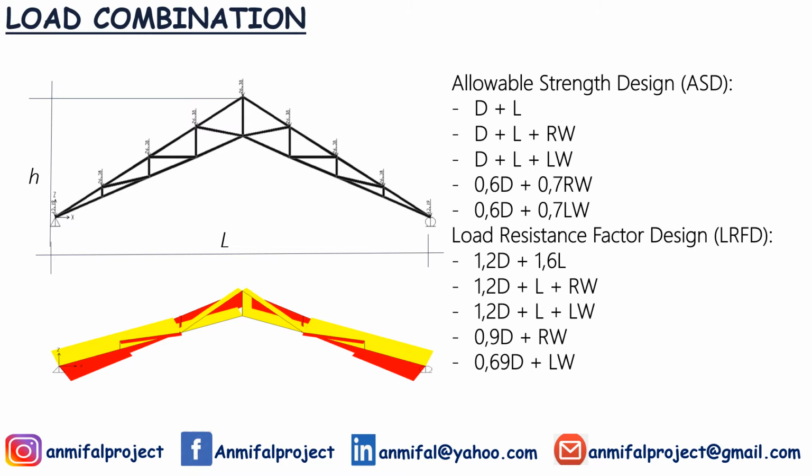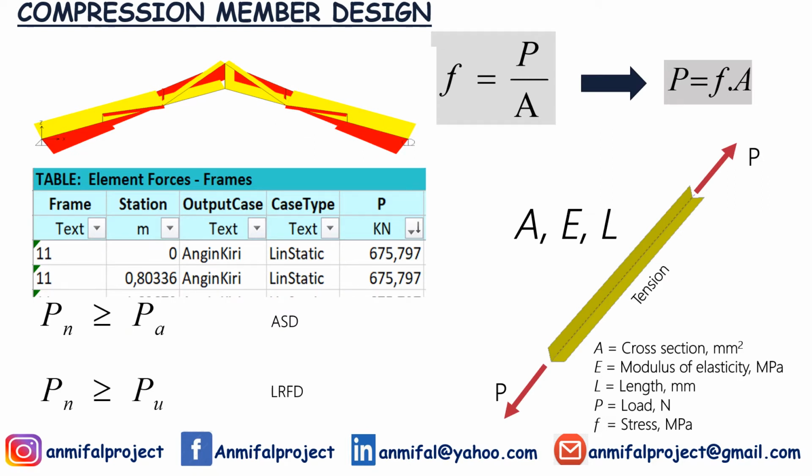Now we want to discuss the load combinations in the compression load member design. The load combinations considered here are according to two types of design criteria: allowable strength design, ASD, and load resistance factor design, LRFD. Of course, you should take the largest compression loads that you can find from your structure analysis by utilizing SAP2000 maybe or any other software, and make sure that the member or the chord satisfies the compression loads. The basic principle of the compression member design is that the nominal compression load should be larger than the actual load for the allowable strength design, and larger than the ultimate compression load for the load resistance factor design.